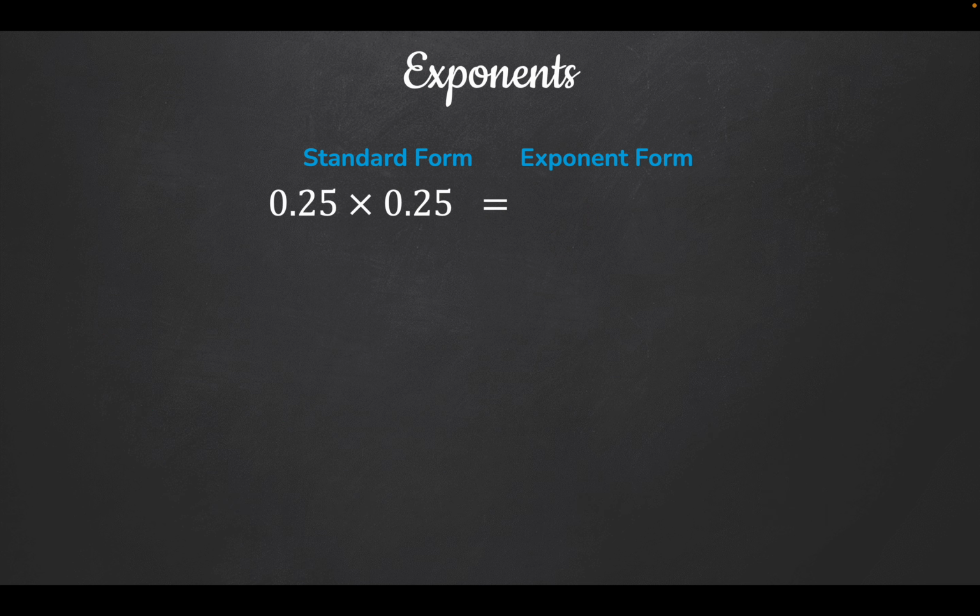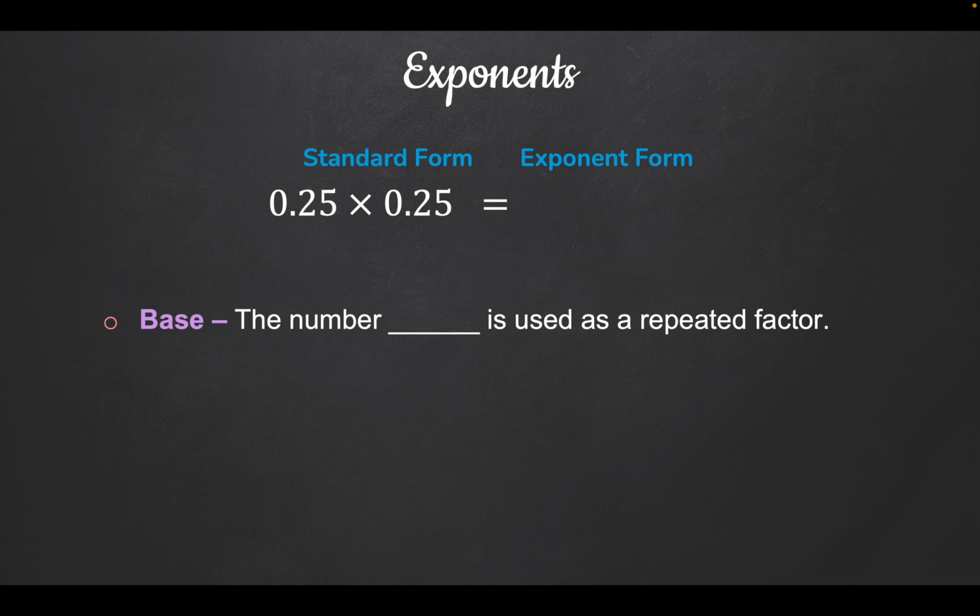All right. Next, we have 25 hundredths times 25 hundredths. And in order to write that in exponent form, we have to first figure out what our base is. So our base is the number that is the repeated factor. So the number blank is used as a repeated factor. That would be 25 hundredths.